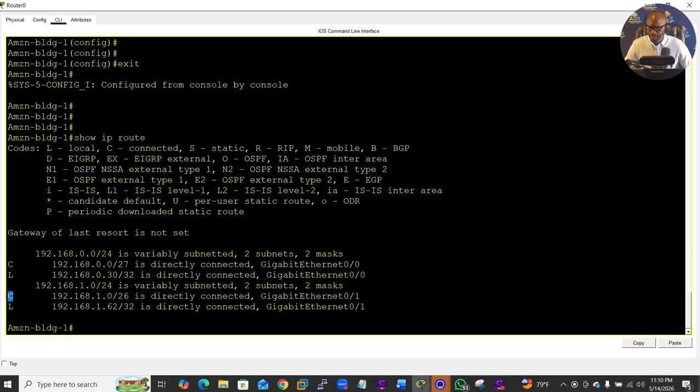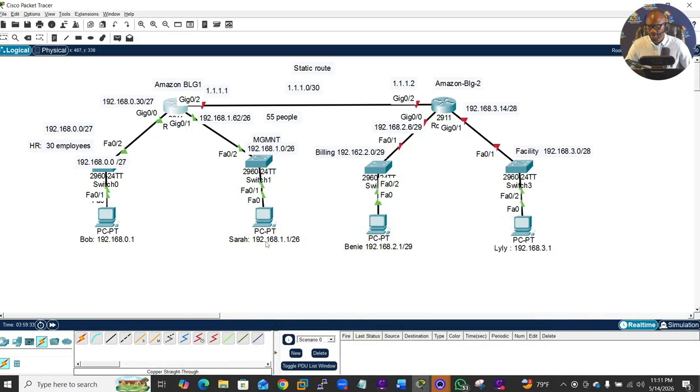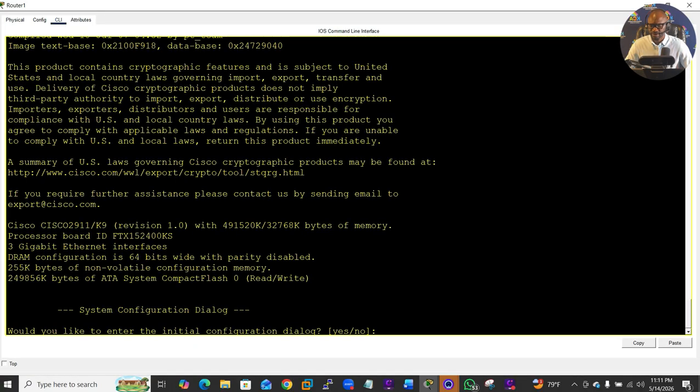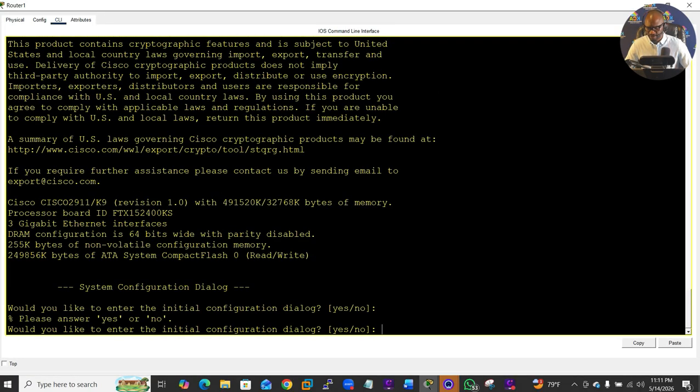Next, we have another C, which is 192.168.1.0/26. Second local area network, which is the management network on interface G0/1. Okay, so this part is done. We were able to test the connectivity between the two. Now let's move on to building 2. On building 2, we have two LANs, billing and facility. So let's go back there and do our configuration.